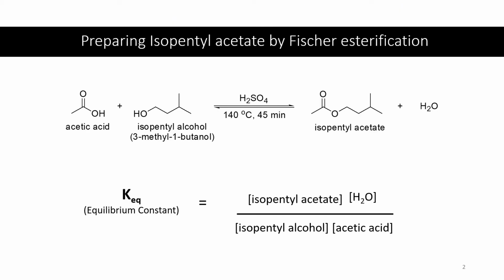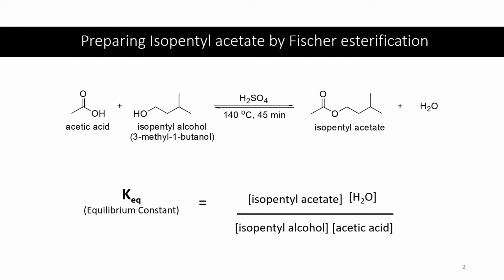In today's lab, we will be following a Fischer esterification reaction in order to produce this ester, isopentyl acetate, which is also called banana oil. To make that, we'll be reacting acetic acid with isopentyl alcohol. Acetic acid is going to be the carboxylic acid, and isopentyl alcohol will serve as the alcohol. And we are following this reaction in the presence of concentrated sulfuric acid, and we'll be producing isopentyl acetate and water as a side product.